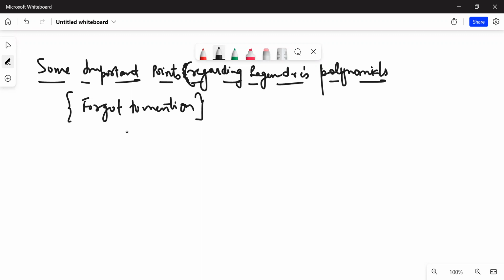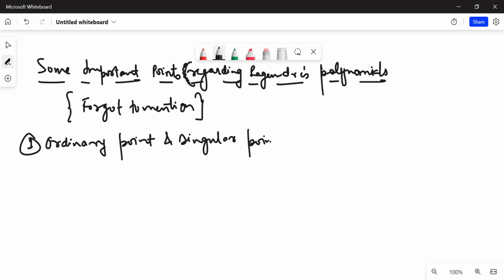So the first point is the discussion on ordinary point and singular point. So this we'll probably do in detail if the time allows, and if I am able to do the power series solution method. But if that's not the case, let me just explain a little bit so that at least if some question around this comes in the examination, then things can be done.